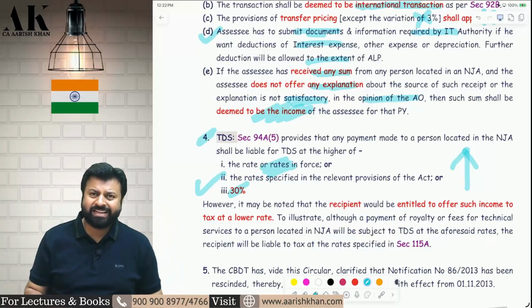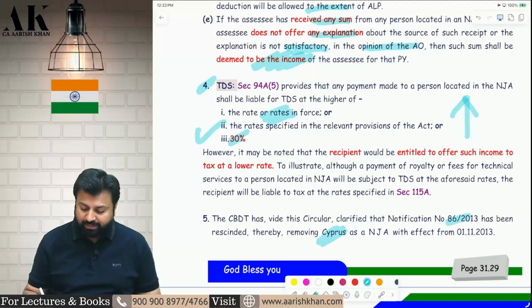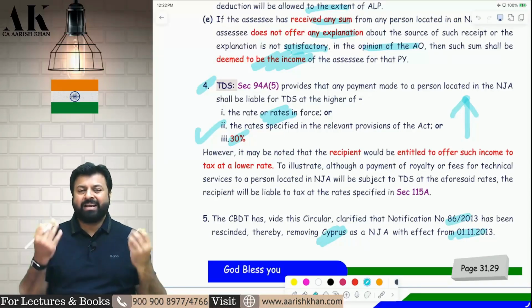Now the most important question, is there any country declared as an NJA? No. Only one country, one territory was declared as an NJA, which was Cyprus in 2013. That was also withdrawn in 2017. So it's of no use. Practically, this section is of no use.